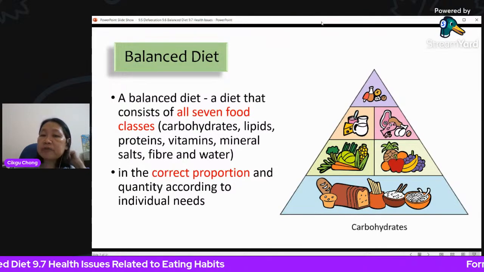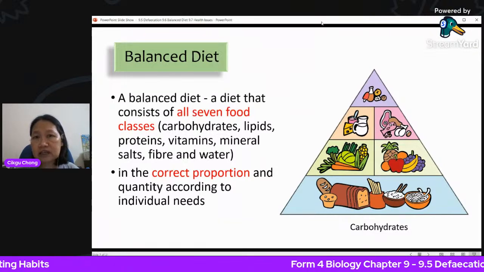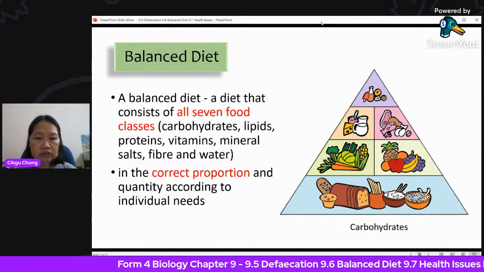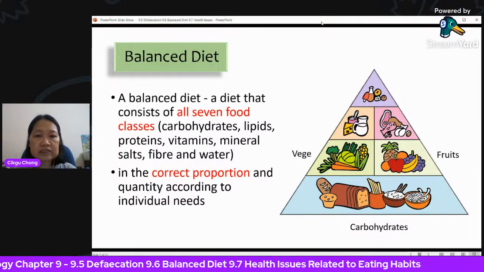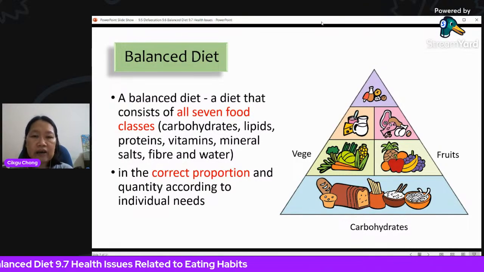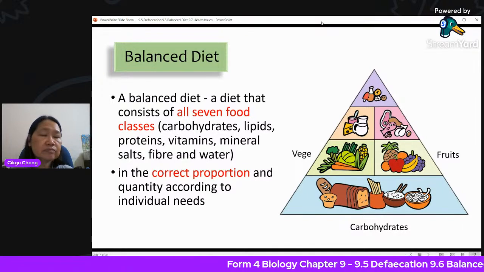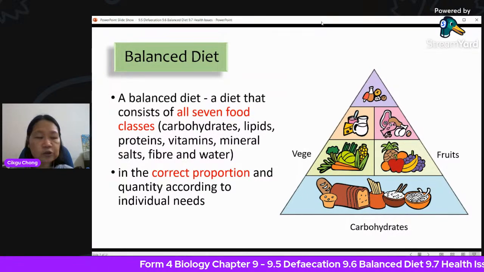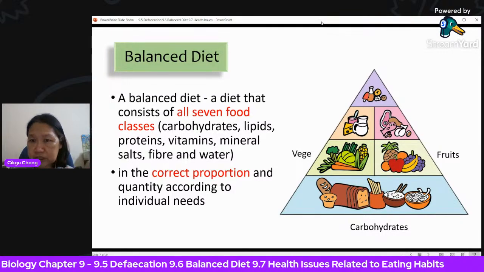So basically, we have the pyramid here, and you have seen the pyramid many, many times before in your lower secondary as well. So carbohydrates usually form the base. That means you need to take carbohydrates the most. Okay, how many servings? You can look it up yourself. And the second level, which is lesser, you have vegetables and fruits, because these provide your fiber and also your vitamins and your minerals. Okay, so you have your carbohydrates, vitamins, mineral, and fiber. You have 4 groups already.